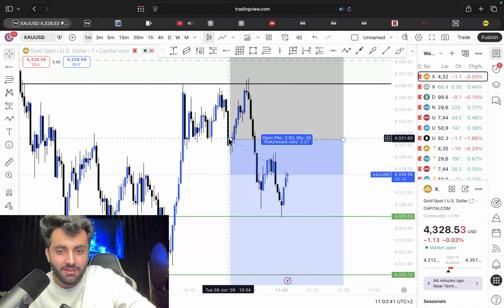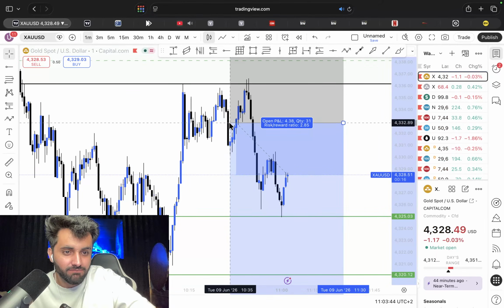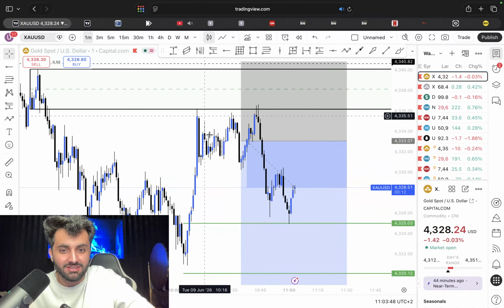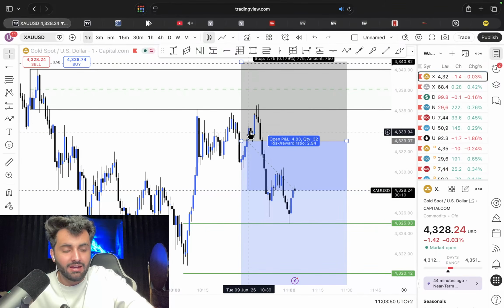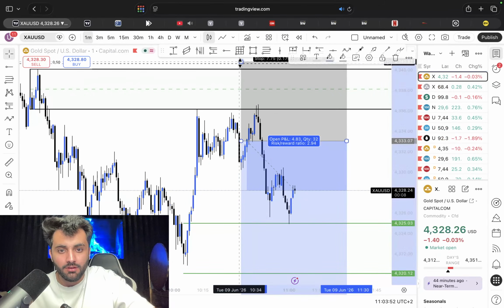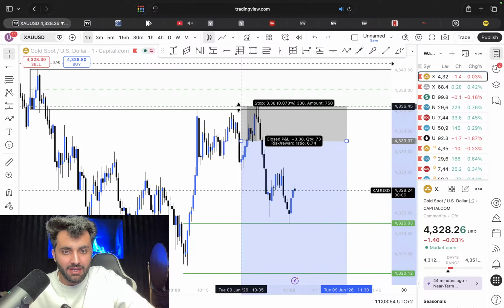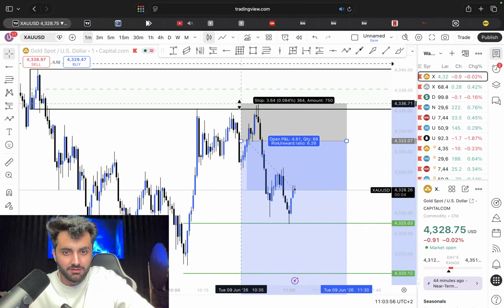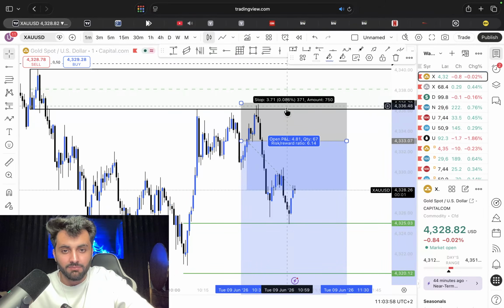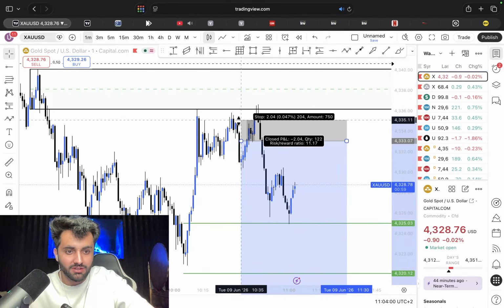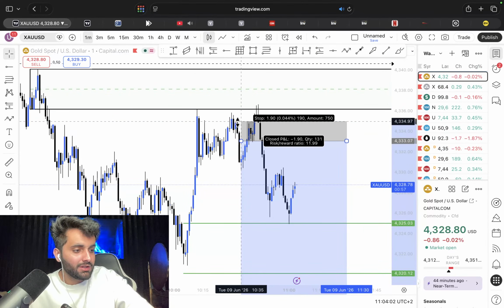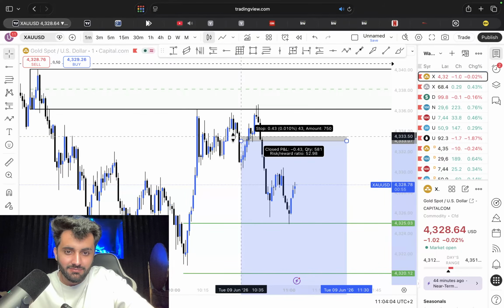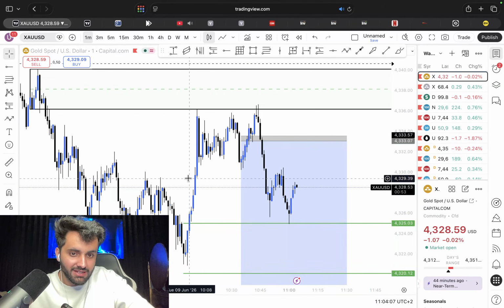So guys, I actually got my entry somewhere around here. This is where I entered, 4333. By the time I sent out the signal, it came up till here, and I'm sure a lot of you got your entries around here, because by the time I sent the signal and opened the trade, the price was around 4333. So most of you got your entries around 4333, 4332, or 4331, somewhere around the zone, right? So guys, stop losses to break even.